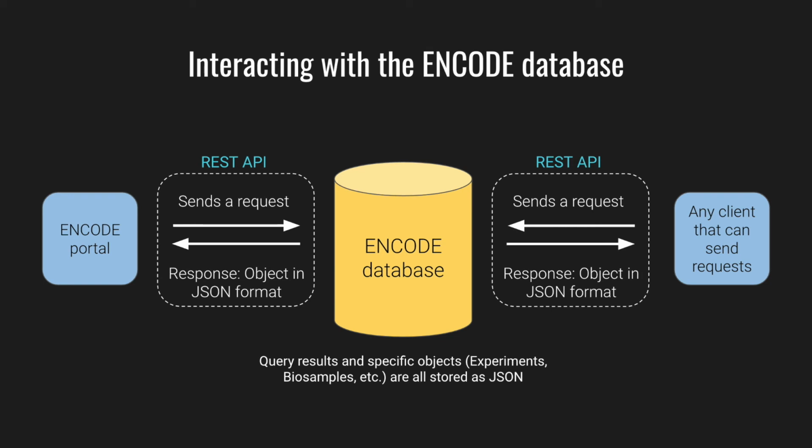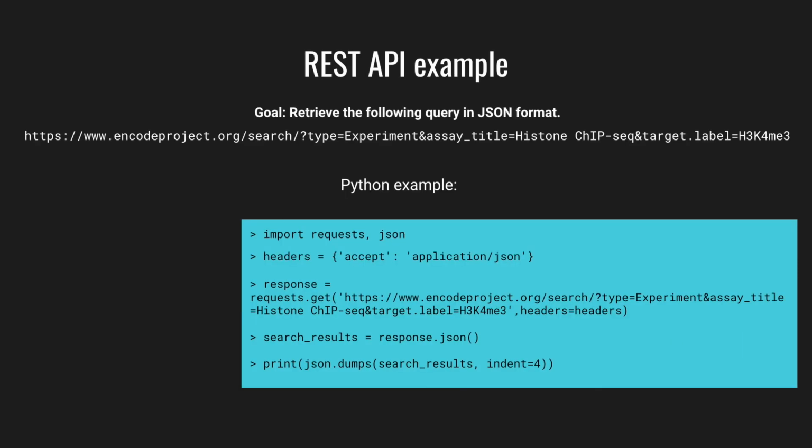In the following example, a short segment of Python code will be shown to demonstrate how to request an object from the ENCODE database. However, any programming language can be used to the same effect. Command line tools such as curl or wget, which can fetch URLs, can also be used. Any query can be requested via REST API. In this example, the URL shown will be used.